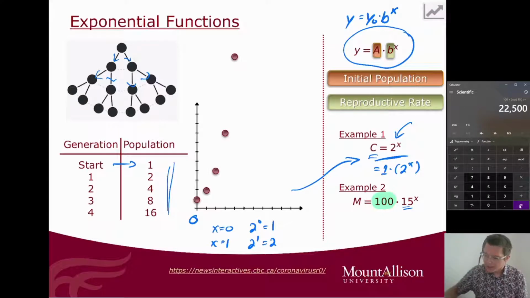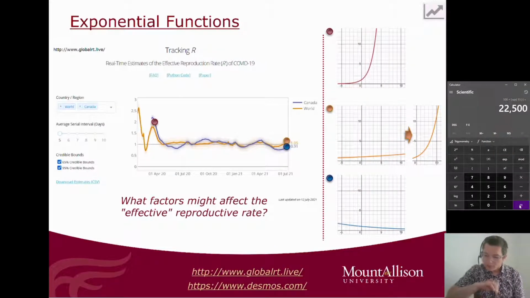So in this particular case, you start with 100 people, and then you have a reproductive rate of 15, and that would be another exponential function.